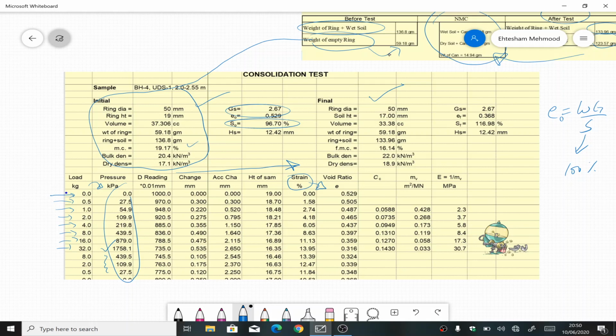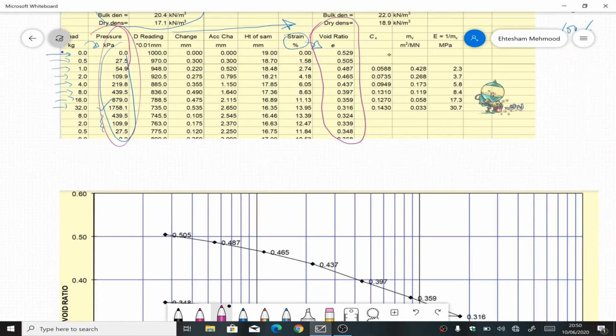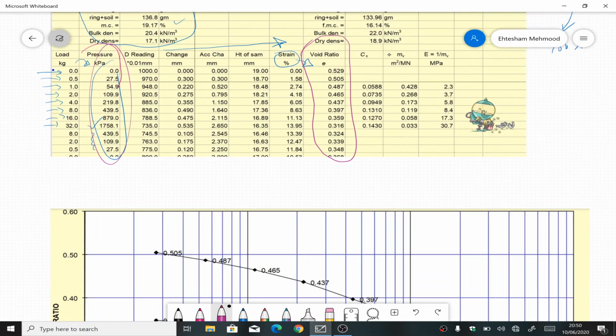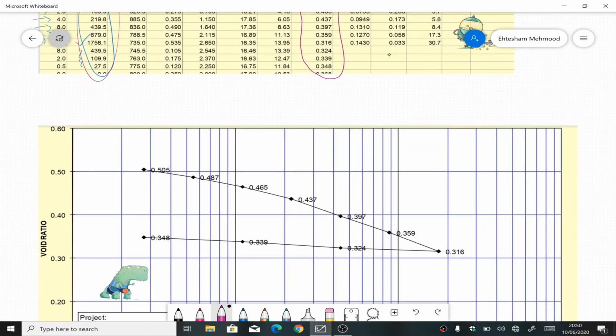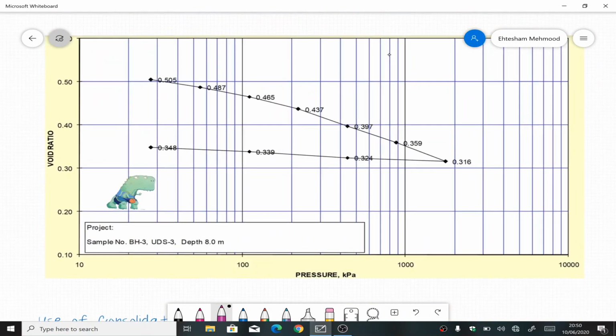So at the end of the test, the data that we need from these calculations is actually this column, that is pressure, and then this last column, that is the void ratio. So we will use these columns of pressure and void ratio to find out the required data. Now what is the required data that we need to obtain from the test? So you see here, I told you that we need void ratio and pressure readings. So this is what we are going to use.